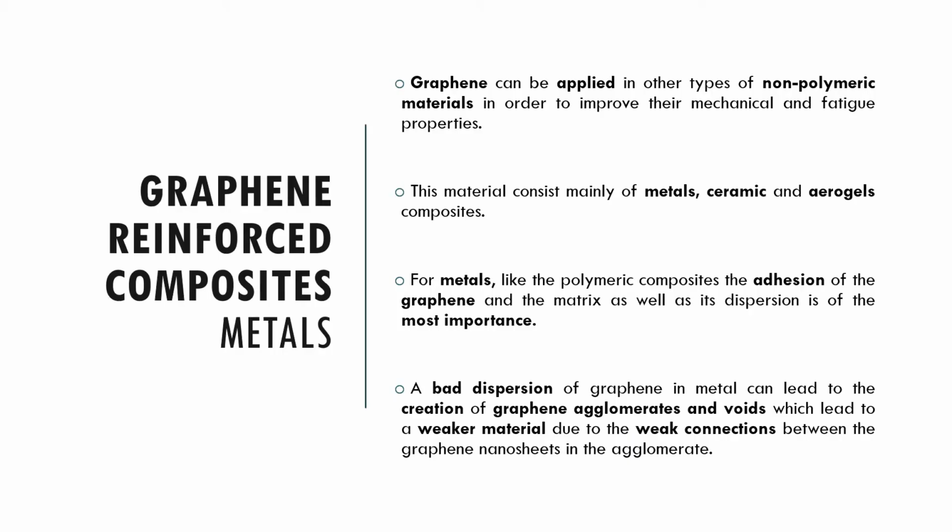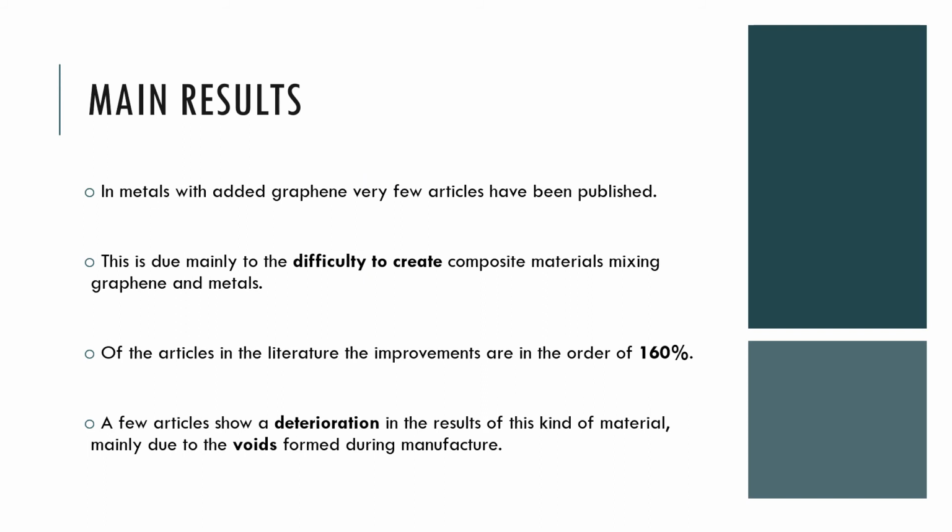Graphene can be applied to other types of non-polymeric materials in order to improve their mechanical and fatigue properties. These materials consist mainly of metals, ceramic, and aerogel composites. In the case of metals, like the polymeric composites, the addition of the graphene to the matrix as well as its dispersion is of the most importance. A bad dispersion of graphene in metal can lead to the creation of graphene agglomerates and voids, which lead to weaker material.